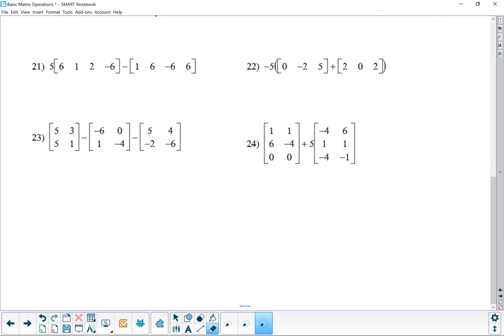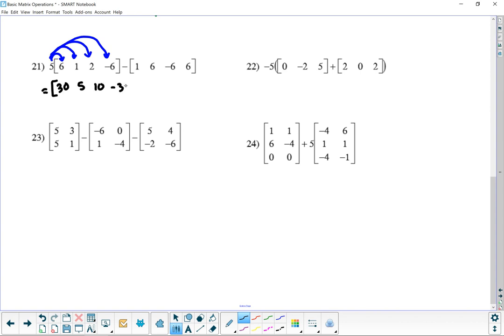Okay, so these are starting to combine a couple steps together. So first, notice how the 5 is outside of that matrix. So you're going to go ahead and use scalar multiplication and take that inside of there. So you're going to have 30, 5, 10, negative 30. You're going to subtract the second matrix from there. 1, 6, negative 6, and 6.